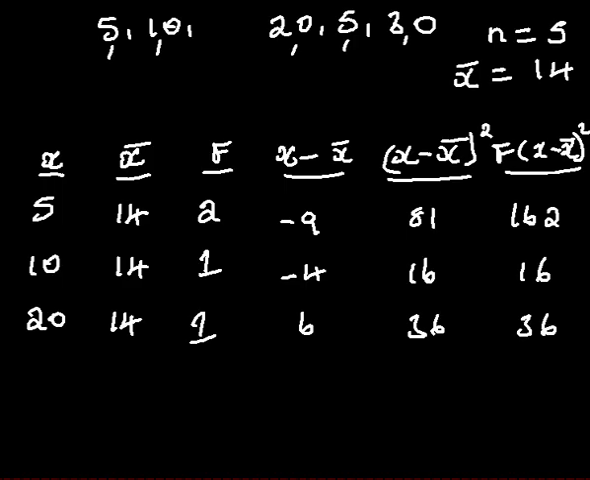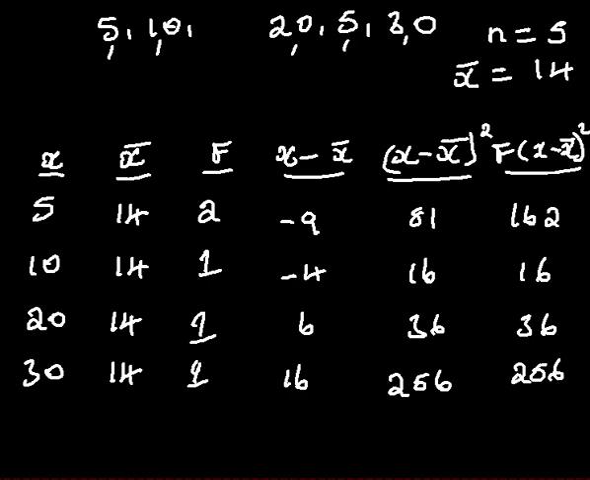And we have another value, which is given as 30. The mean remains the same, and the frequency is 1 as well. So what is 30 minus 14? It's given as 16. And 16 to the power 2 is 256. Then 256 times 1 is the same as 256.